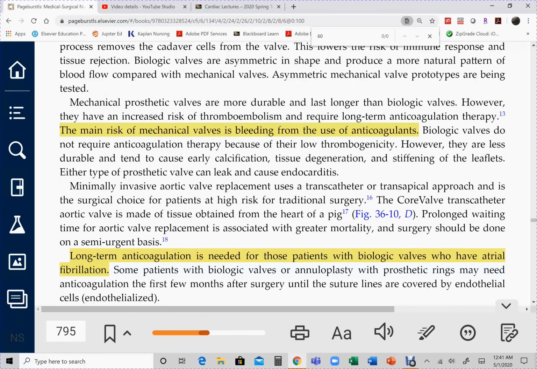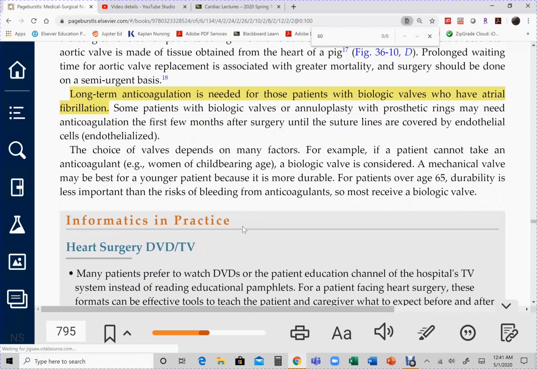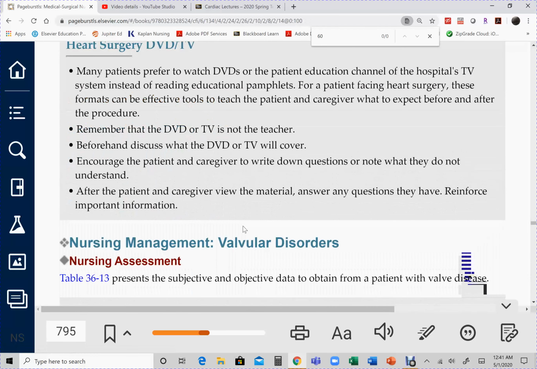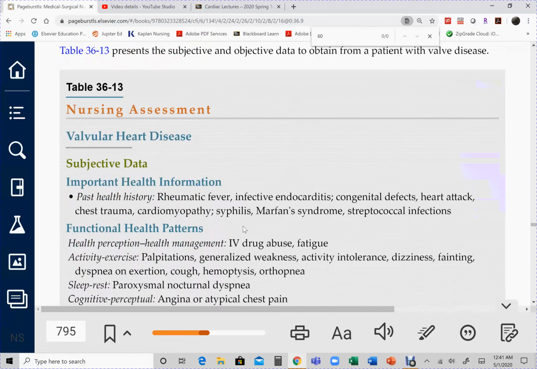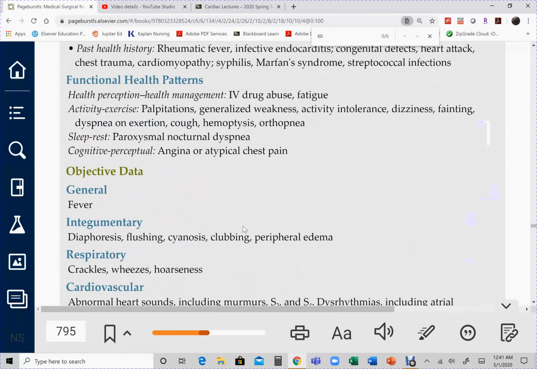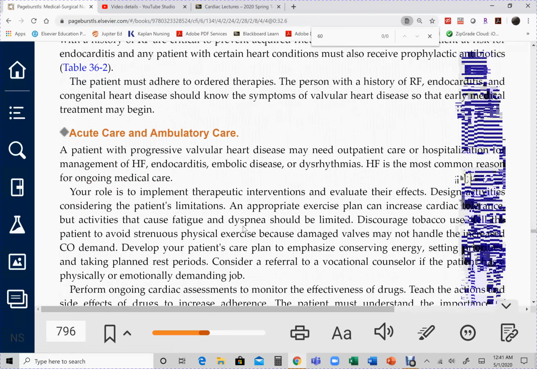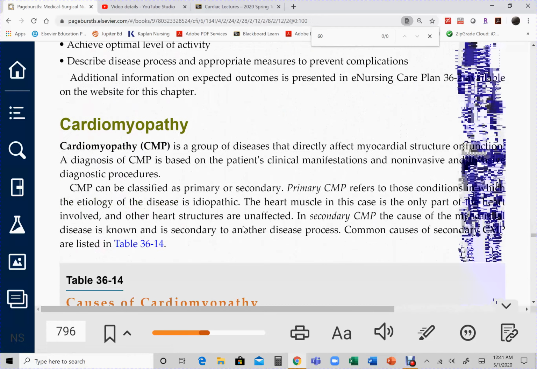Okay, so mechanical valves typically require lifelong anticoagulation. As mentioned here, biologic valves do not require anticoagulation. However, if the patient with a biologic valve develops atrial fibrillation, then that's the only time they'll require long-term anticoagulation. That's it. Let's go to the last one now, cardiomyopathy.